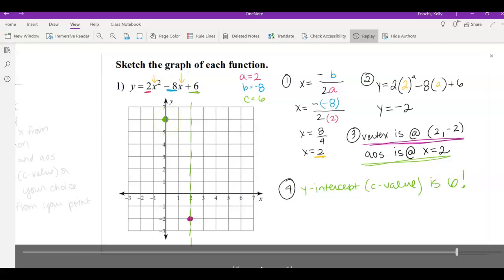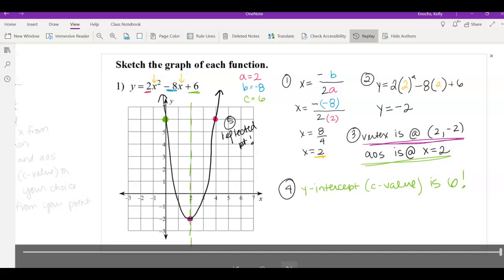Now all I have to do is take this point and flip it over that axis of symmetry line and move it to the other side. So right now it's 2 spaces away from the axis of symmetry. So its reflected point has to be 2 spaces away as well. So there's my new value right there. And then you can make your nice little U shape out of that. All right. So step 5 is that reflected point.